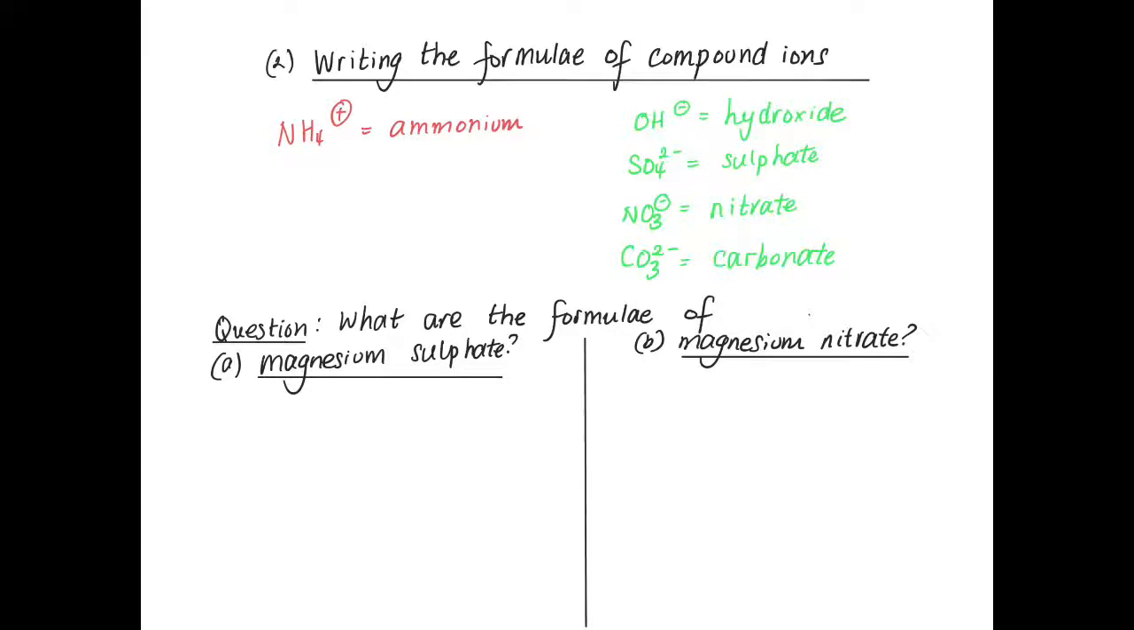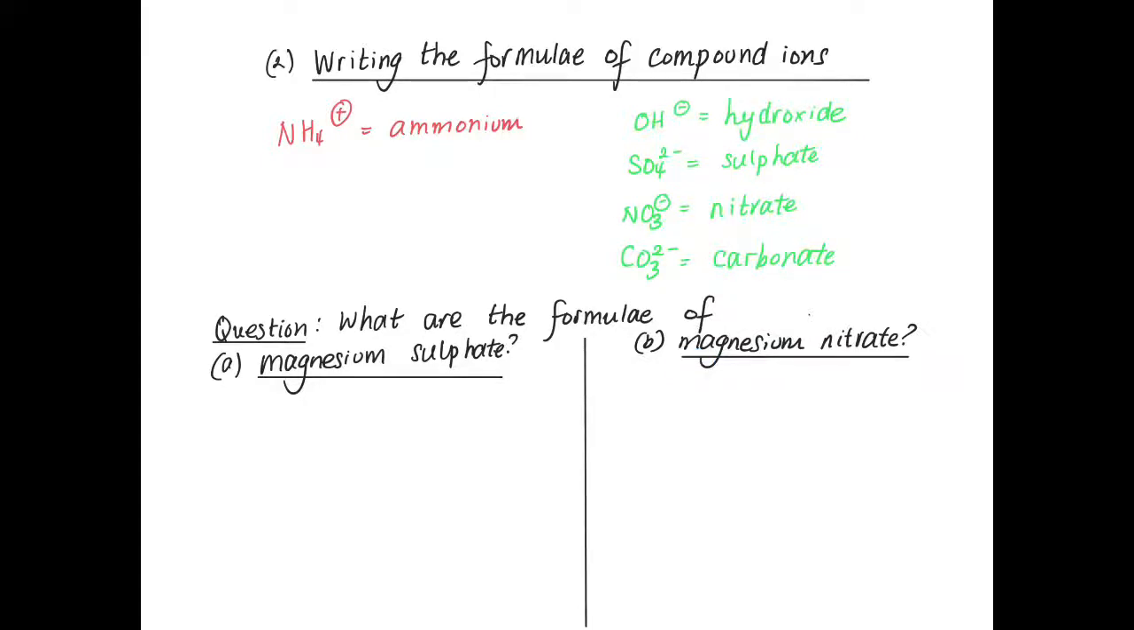These are the compound ions, ions which contain more than one element, that you need to learn. So ammonium is NH4+, hydroxide is OH-, sulfate is SO4 2-, nitrate is NO3-, and carbonate is CO3 2-. So here are two questions, we'll take each one in turn. What's the formula of magnesium sulfate? And what is the formula of magnesium nitrate?